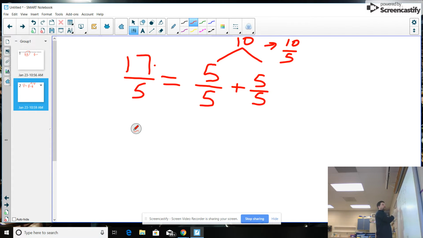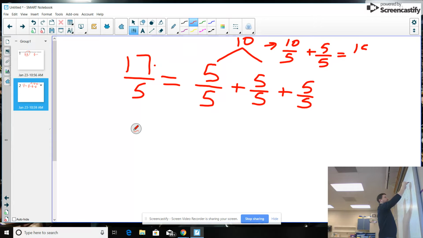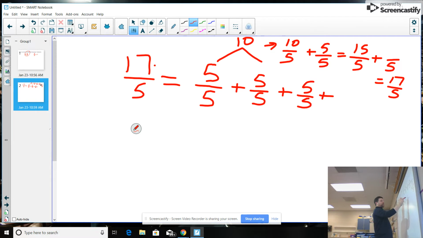I need to get to 17. So I know if I add another 5/5, that now gives me 15/5. So I still have a little bit more to add, but it's not going to be 5/5, because I have to think how many fifths plus 15/5 equals 17/5. Well, if I have 15 right here, 2 more fifths would give me 17/5.